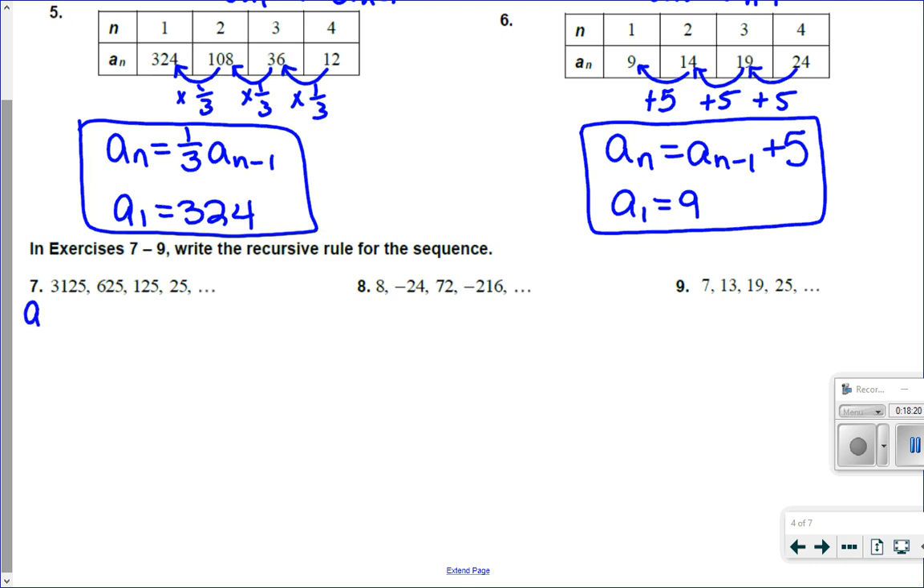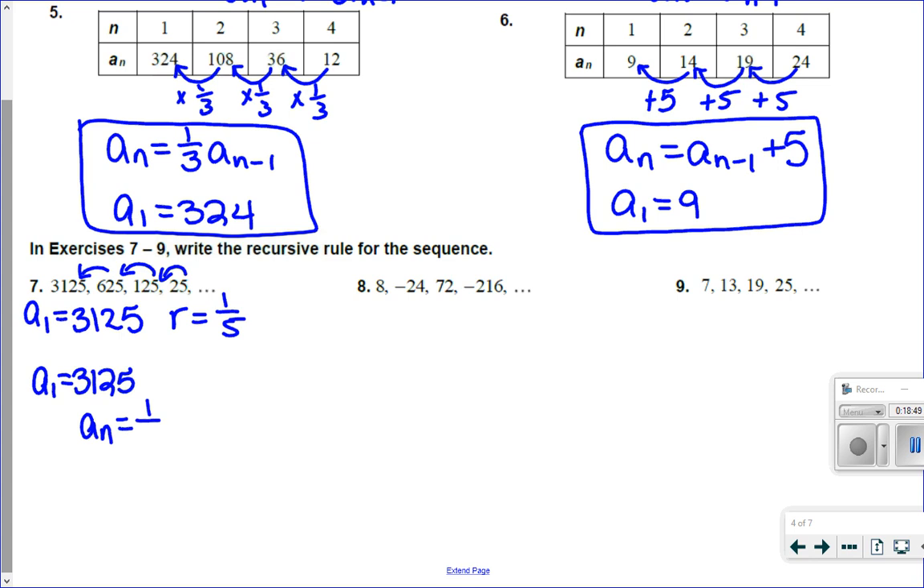So here, my first term is going to be 3,125. By dividing new by previous, new by previous, new by previous, I quickly realize that R is 1/5. That's my multiplier. As long as I have those two ingredients, we can bake this cake. The first term is 3,125, and then every new term after that is just going to be 1/5 times the term right before it. That's your answer. Yes, folks, it is that easy.